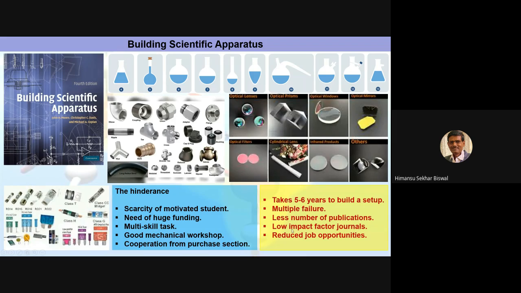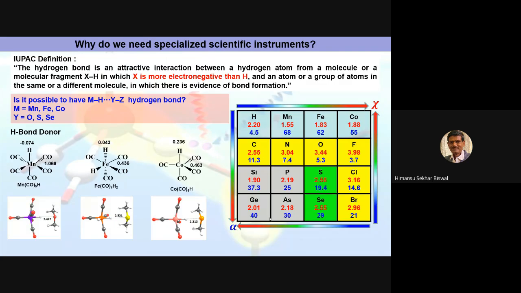You will have multiple failures, so you'll have fewer publications and a low impact factor, and it reduces job opportunities. I say it is for government jobs, but since they are skilled and trained, they get jobs elsewhere, in companies also. Some of my students are working in companies. So these are the demotivating parts of building scientific instruments. But in the next few slides I'll tell how it can be motivating, and why the students working in my lab are motivated to build such equipment.